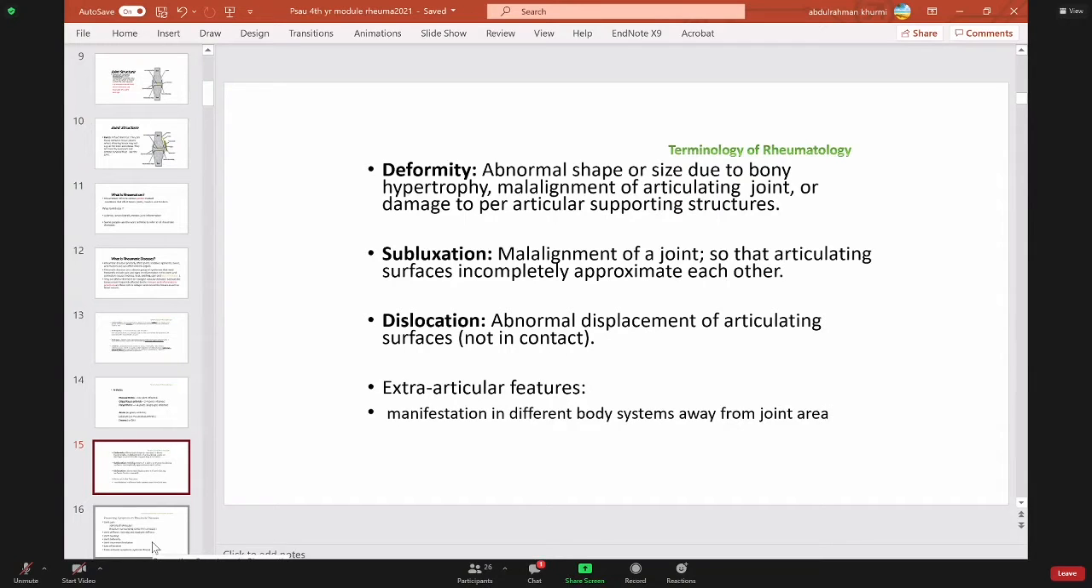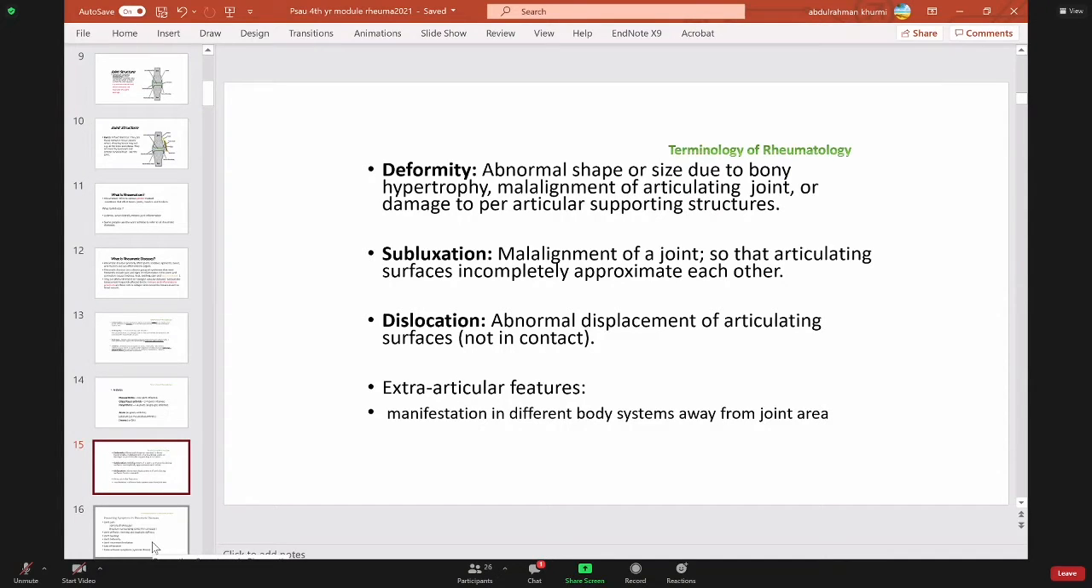In general, inflammatory arthritis can lead to deformities, which is abnormal shape or size, malalignment of articulating joints, and damage to the supporting structures. Subluxation is malalignment of the joint, so the articulating surfaces incompletely approximate each other. Dislocation is displacement of the joint. And extra-articular features, as we said, affect other systems other than the joint area.